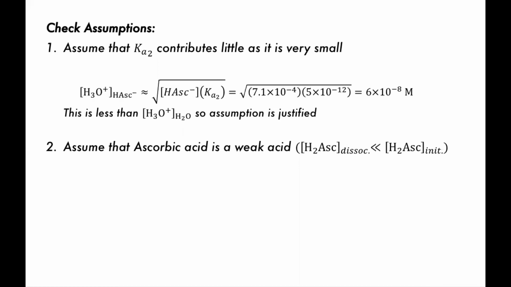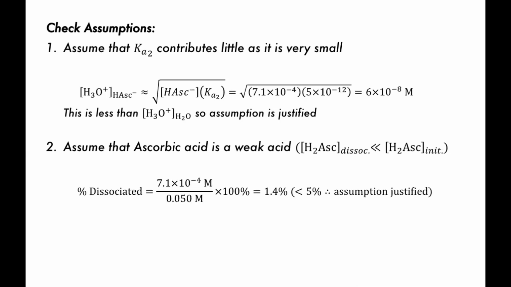Then the second assumption is that ascorbic acid is a weak acid. And so this was the fact that we took our dissociated or equilibrium concentration of ascorbic acid as being the same as the initial concentration of ascorbic acid. And so the percent dissociation is equal to 7.1 times 10 to the minus 4 molar divided by 0.05 molar times 100%, which gives us a value of 1.4% for our percent dissociated. So this is less than the 5% cutoff that we assume. And so that means that our assumption is justified.